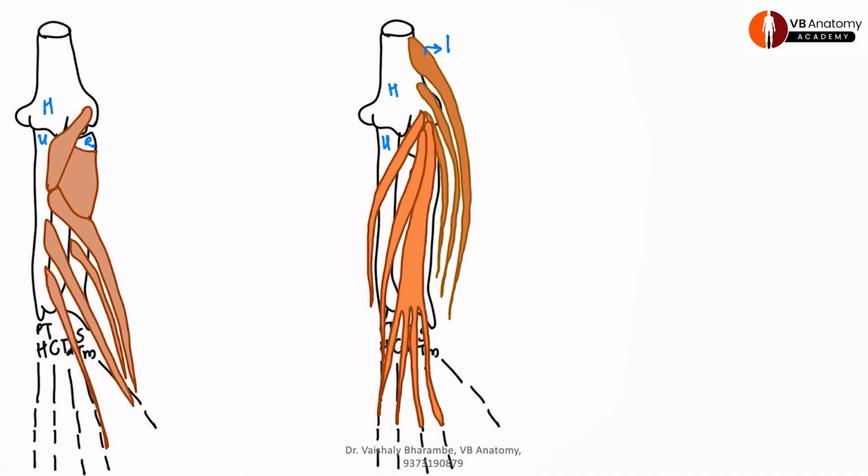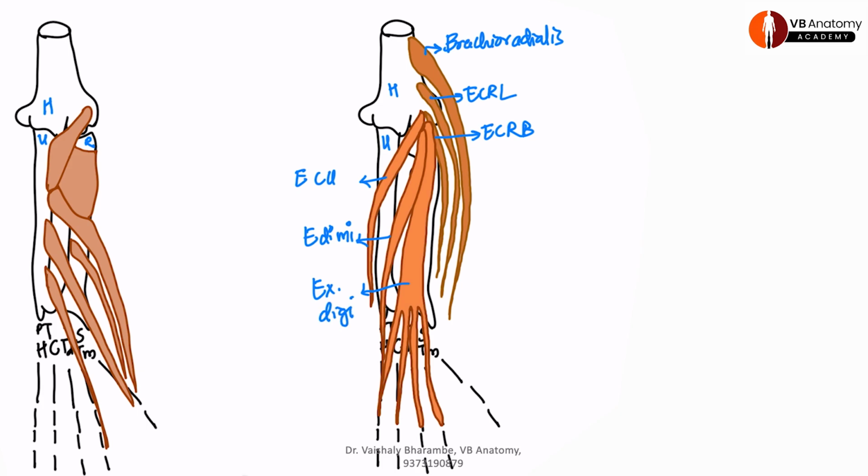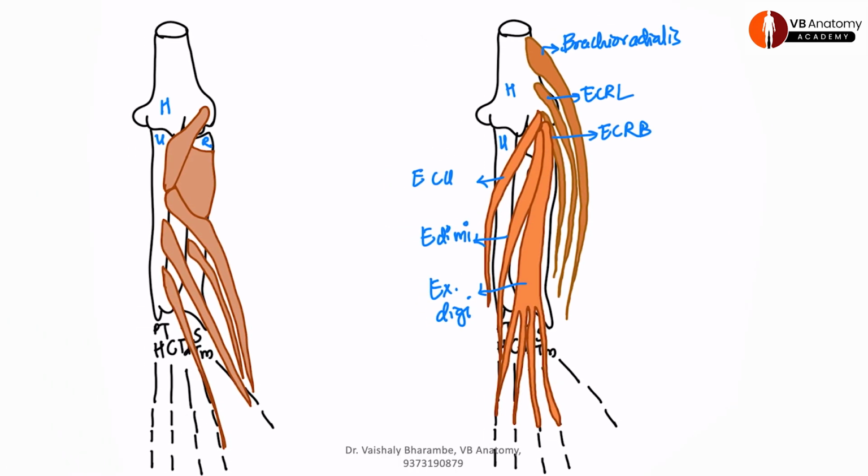The lateral group. The brachioradialis. Extensor carpi radialis longus. Extensor carpi radialis brevis. Extensor carpi ulnaris. Extensor digiti minimi. Extensor digitorum. All muscles quickly labeled.